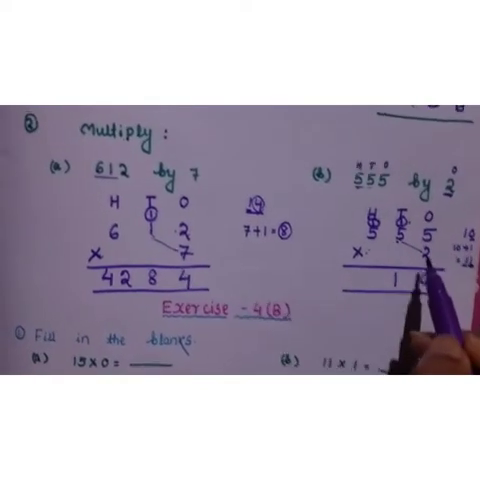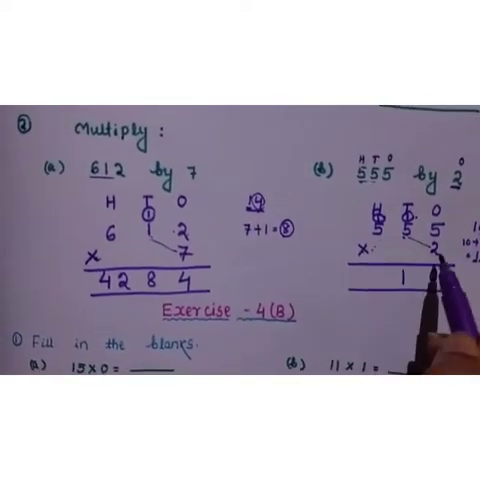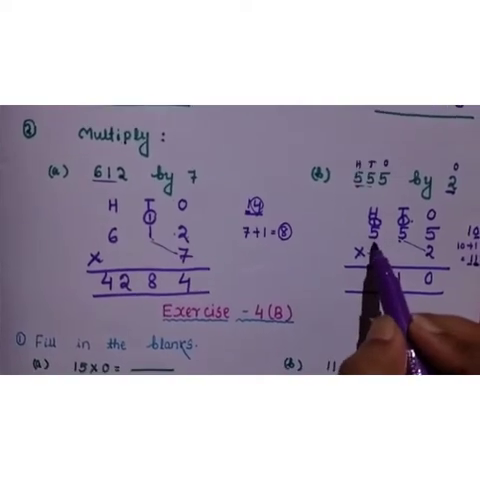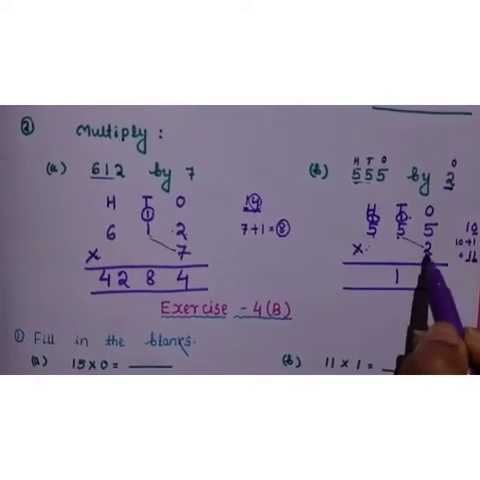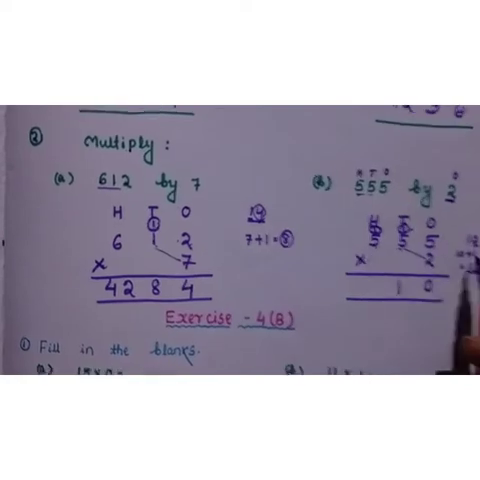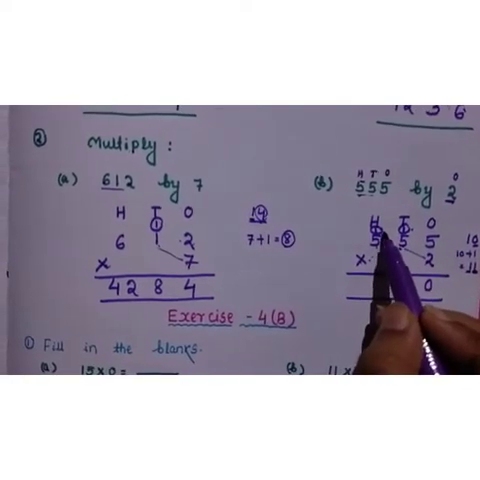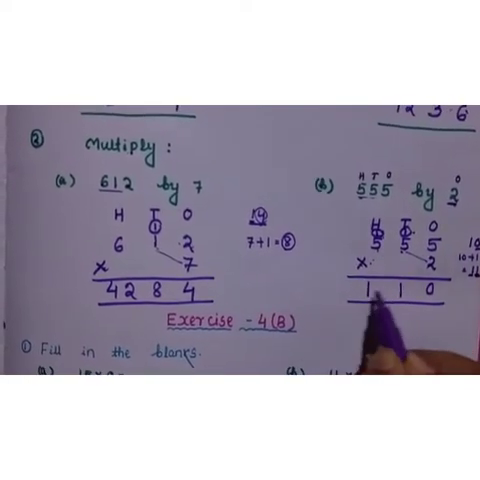Now we multiply the hundreds place digit. Here also the same digits: 5 multiplied by 2. 5 2s are 10 and the carry is 1 here. 10 plus 1 equals 11.